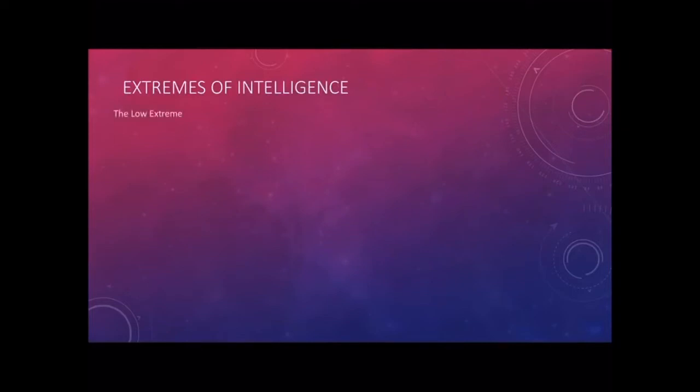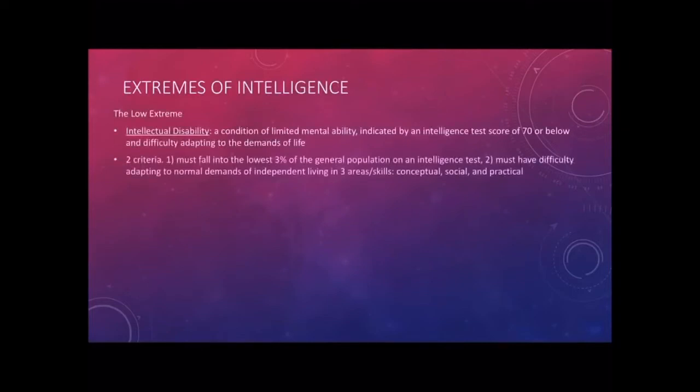So when we're talking about extremes of intelligence, the low extreme is what we call intellectual disability. This used to be called mental retardation. We no longer use that term. It's been taken out of every material ever because it's offensive. So we now say intellectual disability. And know that in order to be categorized as someone with an intellectual disability, that is an IQ score of 70 or below. 70 or below. Write that down. 70 or below.